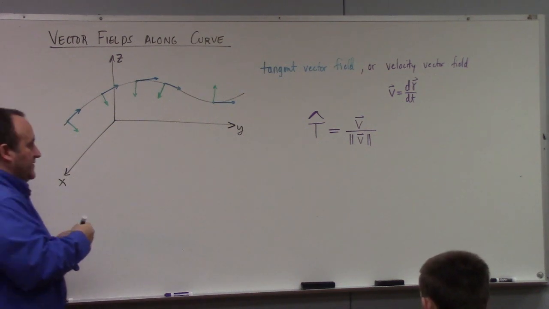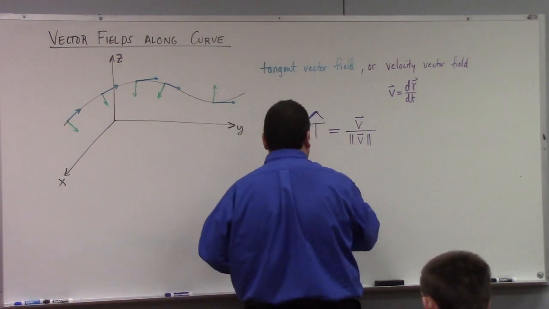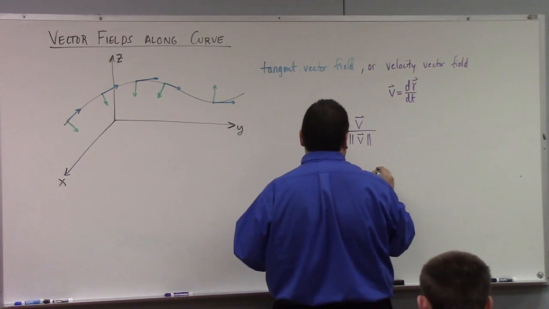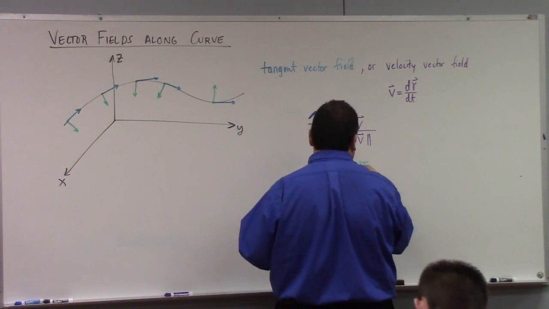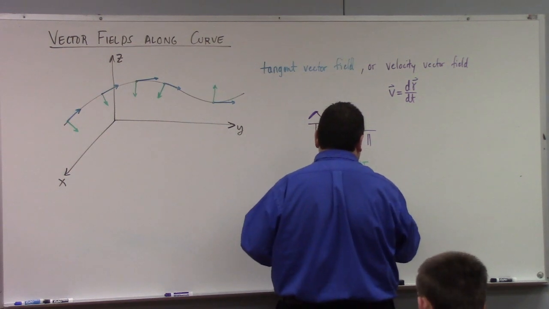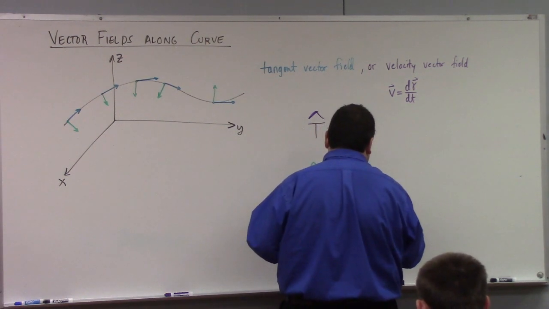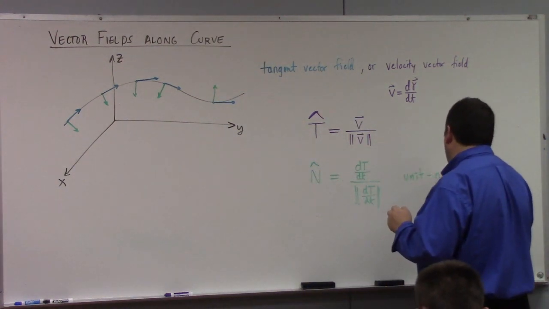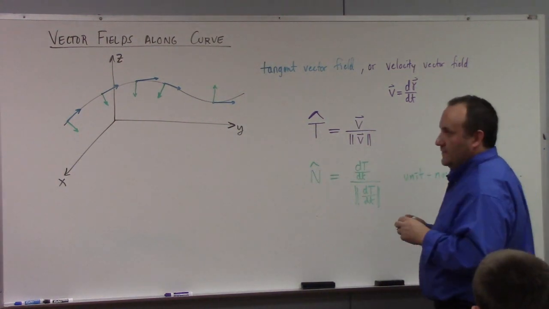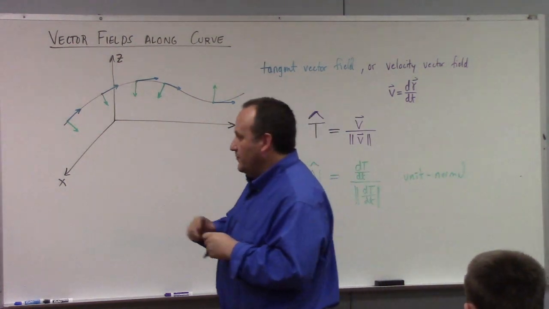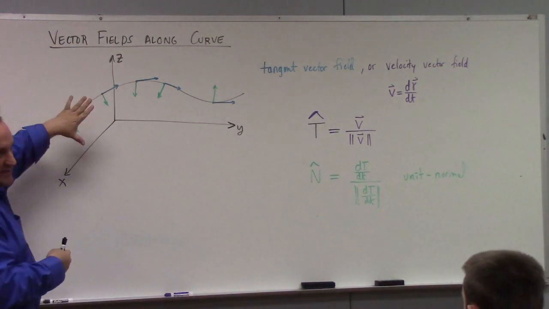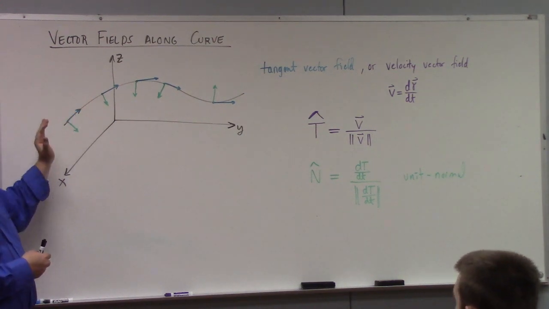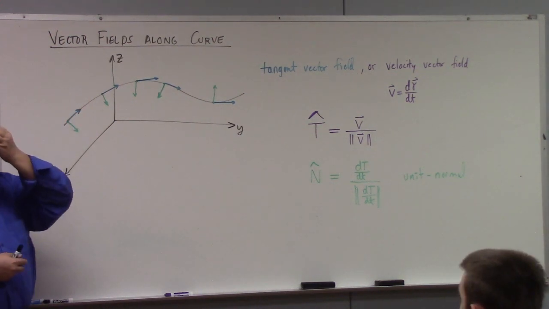The formula for this, n hat, or just n, I don't even write the hats on these usually, is you take dT, and you divide by the length of dT. This is the formula for the unit normal. So the unit normal is perpendicular to the tangent, and it points in the direction of the center of a circle if you could fit a circle into the curve.